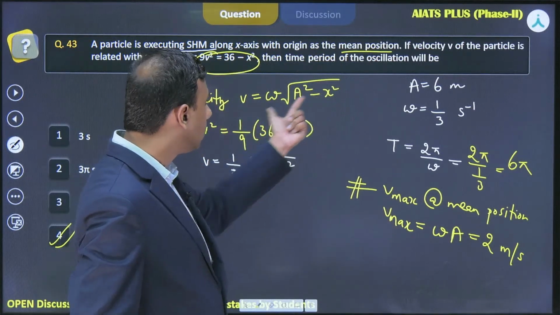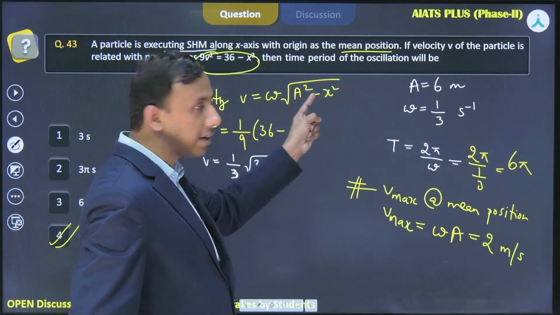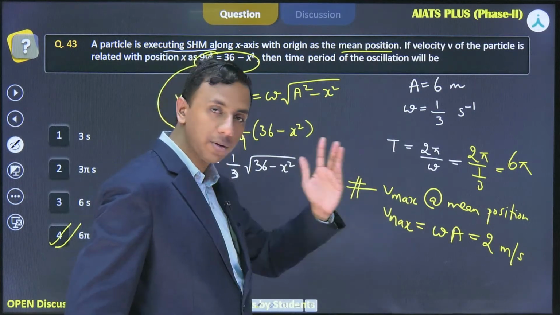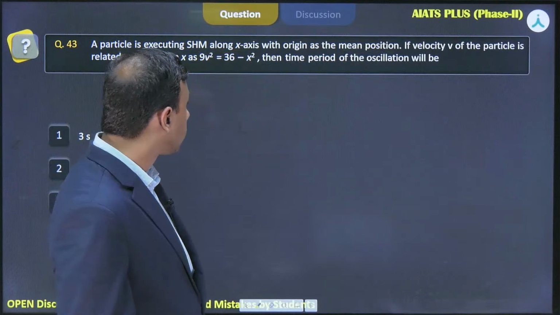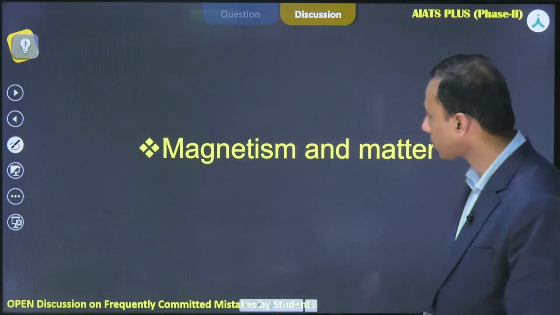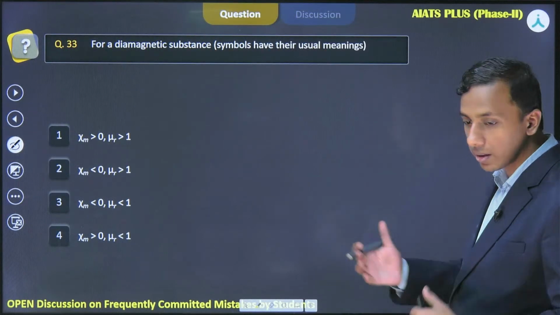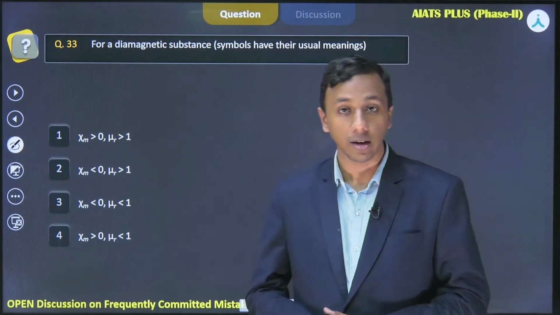And it's very simple to derive also. See over here. V will be maximum only when x is equal to 0. So from that you are getting the answer. All right. So I hope this was clear to you. Okay. So let's move on to another topic.